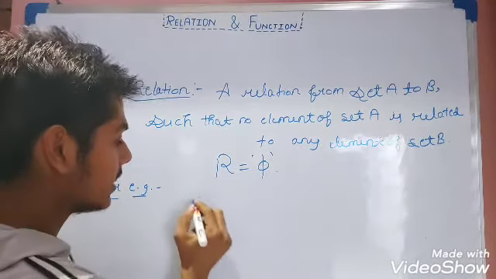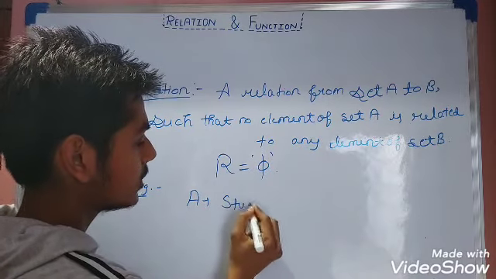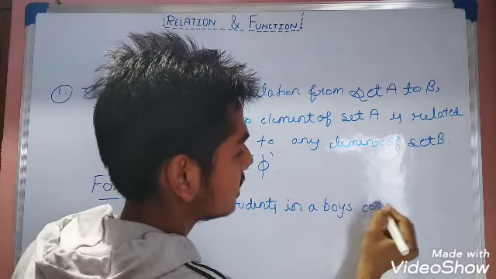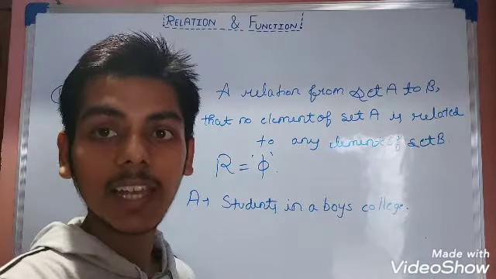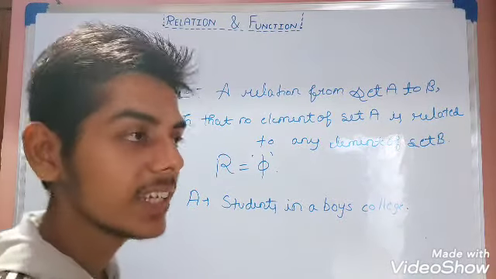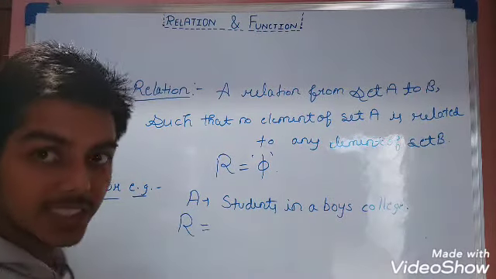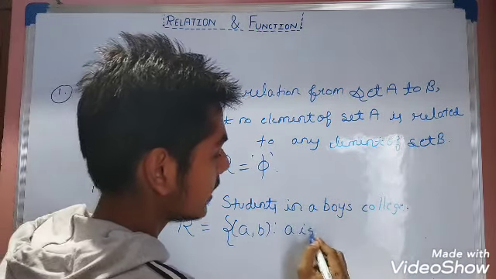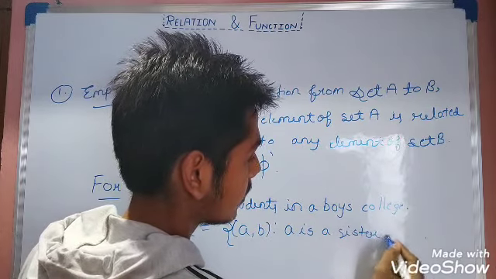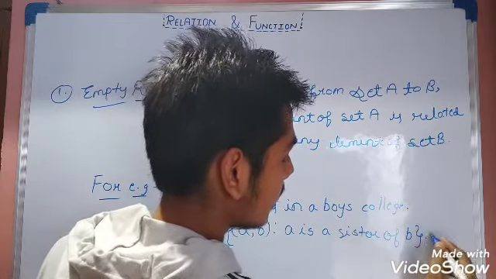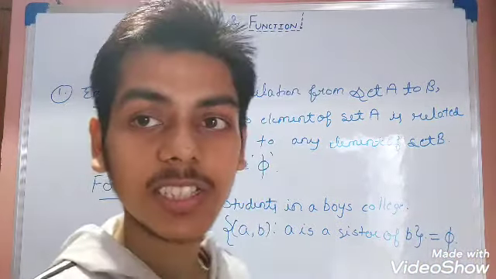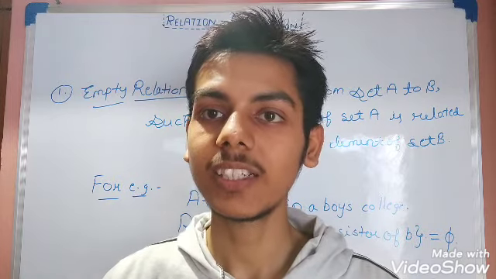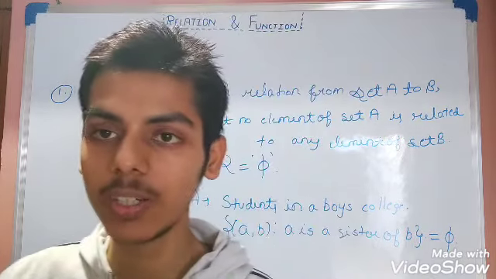If we have a set A of all the students in a boys college, then the relation R on set A given by (a, b) such that a is a sister of b is an empty relation, as the college is for only boys, so there is no girl student present in the college. So I hope you understand what is empty relation.